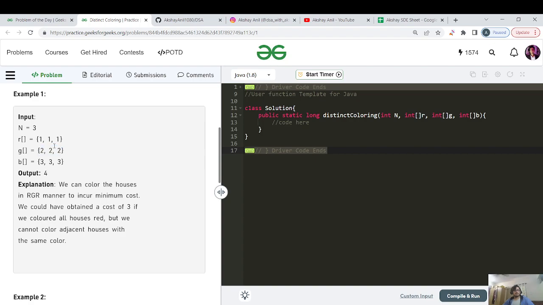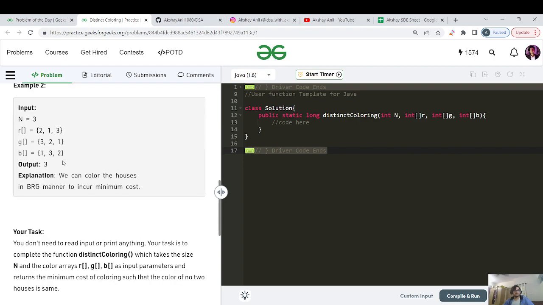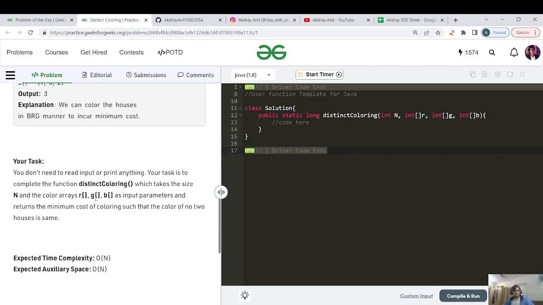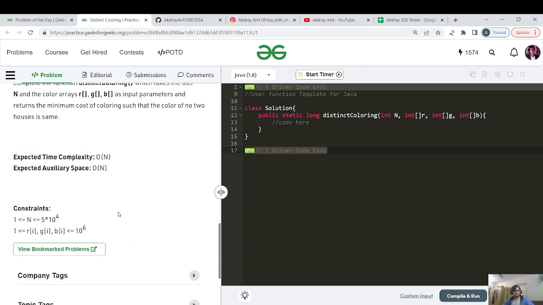But I have a doubt. Maybe in this case, all the values were the same. So can they be okay? There are now multiple values which are not the same. Like in the same R array, you have three different integers. Okay, so 5 into 10 power 4 is the constraint.